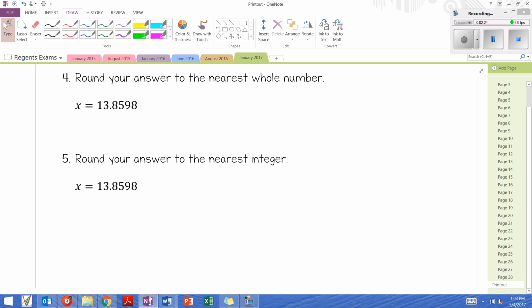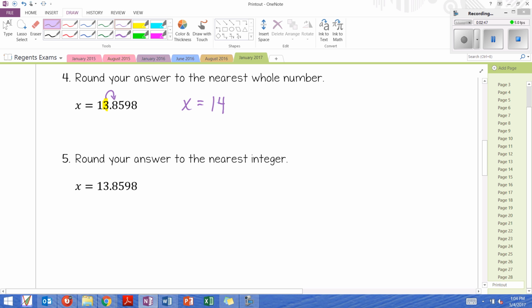All right, number 4, round your answer to the nearest whole number. The nearest whole number means get rid of any decimals. So we're just going to look at the 3 in this case. This should be x is equal to, well, the 3, if you look at the 8, gets bumped up to a 4. So we would use 14.